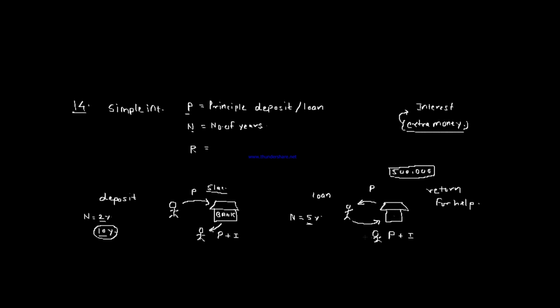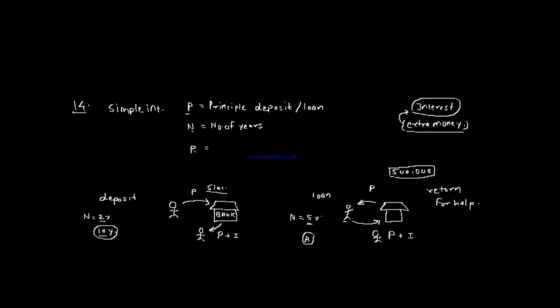Okay, and this P plus I is called the final amount A. In case of a deposit, the bank will pay me A, and in case of a loan, I have to pay the amount A, that is P plus I, to the bank in order to clear the loan. So that was the concept of interest.